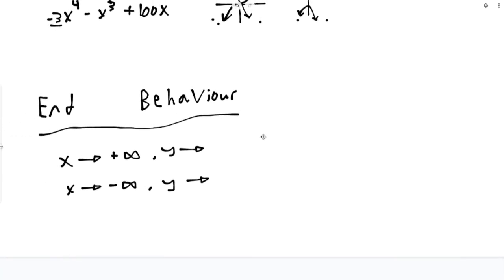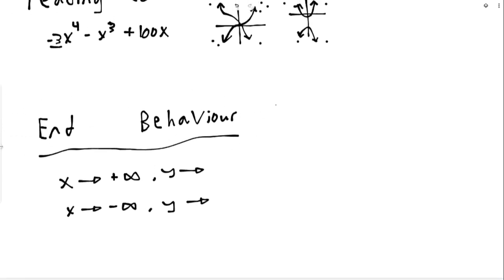Just a quick review here. If it is odd, it's going to have opposite end behavior, and even is the same. So just remember that: odd is opposite, even is the same.